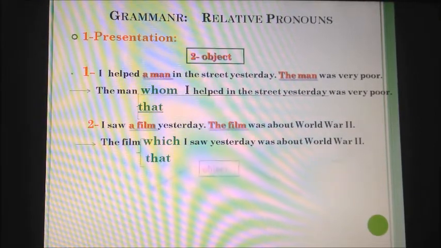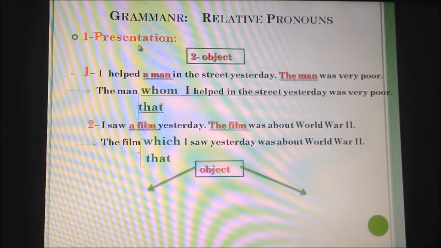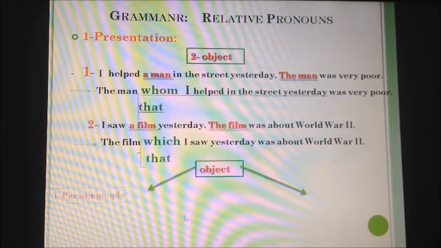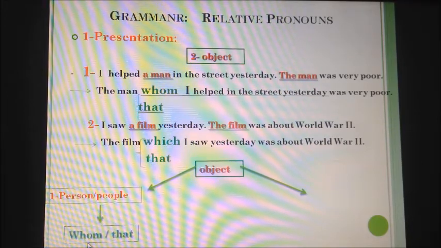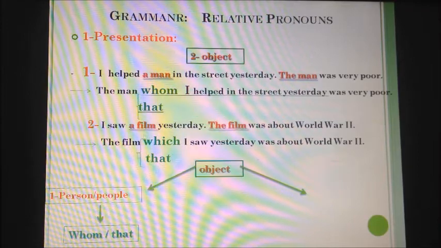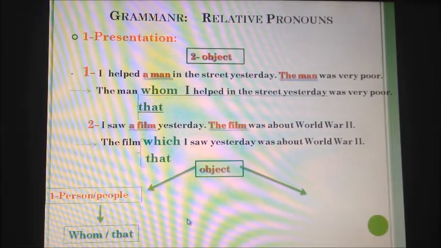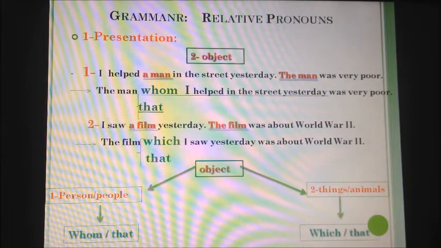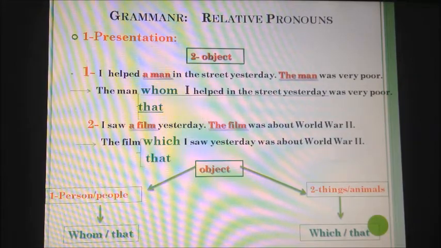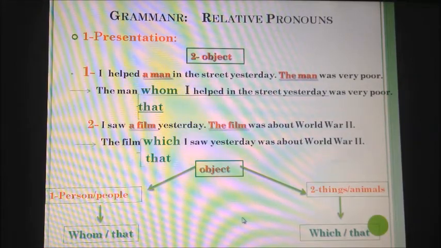So, conclusion: when we have an object, مفعول به, if it is a person or people, we use whom or that, like here. If it is something or animals, we use which or that. Notice that that is used with both people and things.